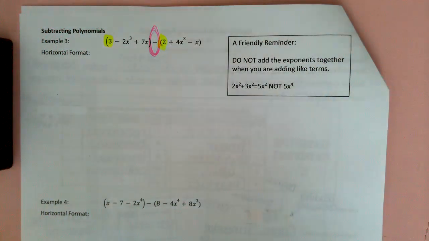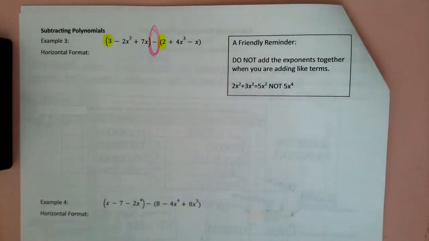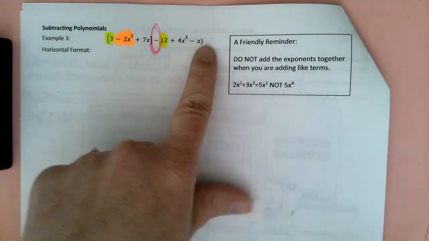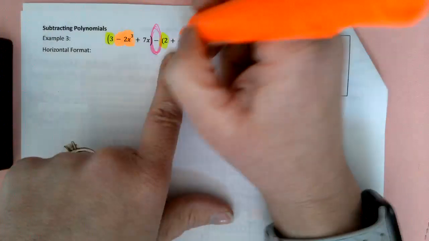The next color, I don't care what color you pick up, I've got orange in my hand. I'm going to highlight the next term. That one's got an exponent of 3. Is there anything else that's like that one? 4x cubed, yeah.